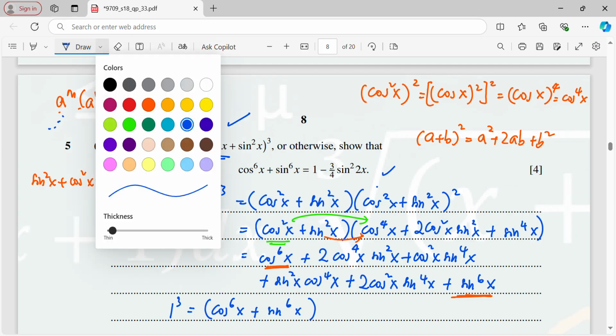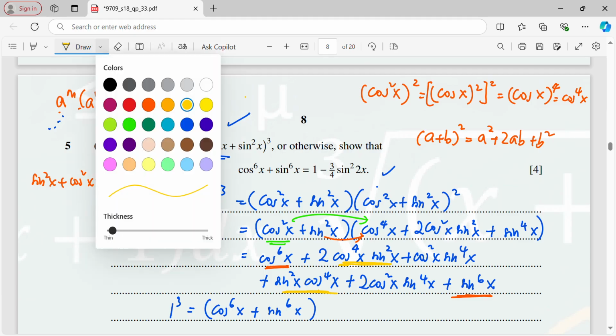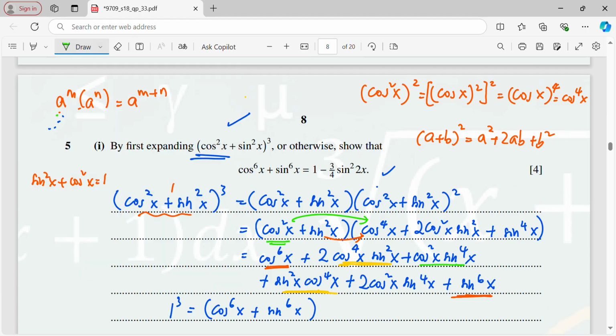Then after that, I will simplify. This is cos degree 4x sin squared. Here is cos degree 4x sin squared. So when I plus together, that is 3 times. And same goes to the other one. This is cos squared sin degree 4, cos squared sin degree 4. So both will be the coefficient of 3. So I will factorize the 3. Then I will write cos degree 4x sin square x plus cos square x sine degree 4x.